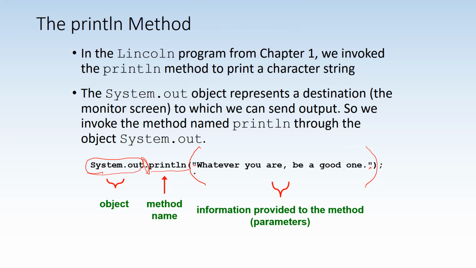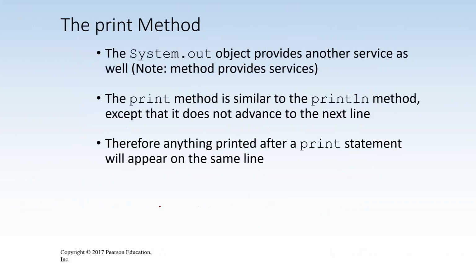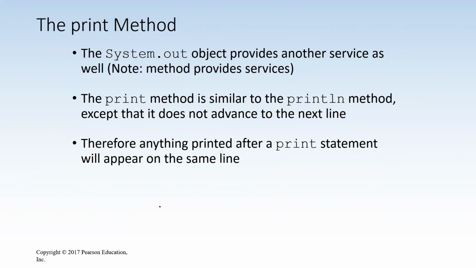So whatever is within the parentheses, we call that parameters. That is the information provided to the method. Okay, so we call that parameters. Any questions? Okay. So that is the print line.